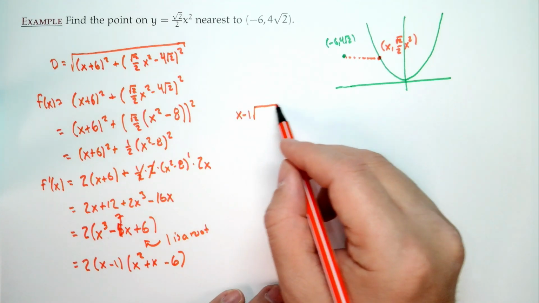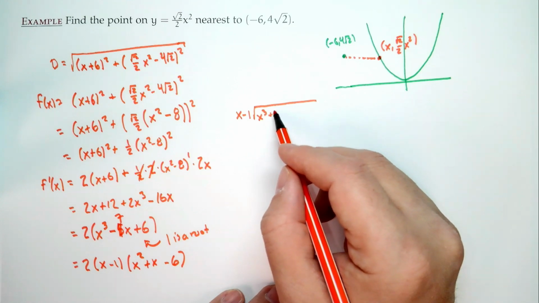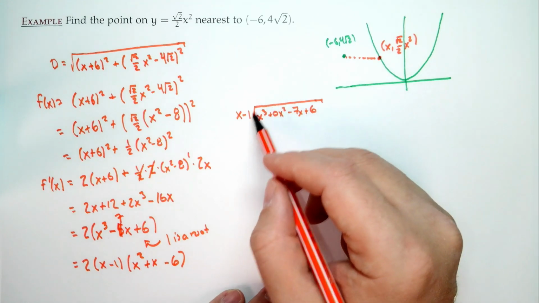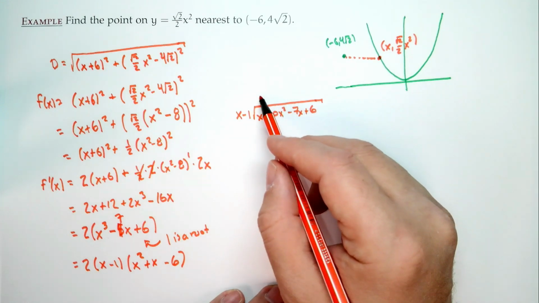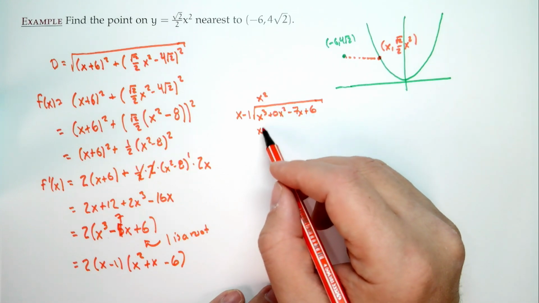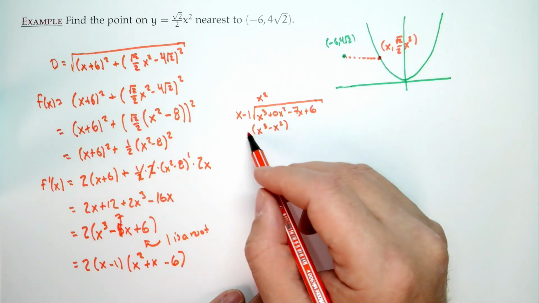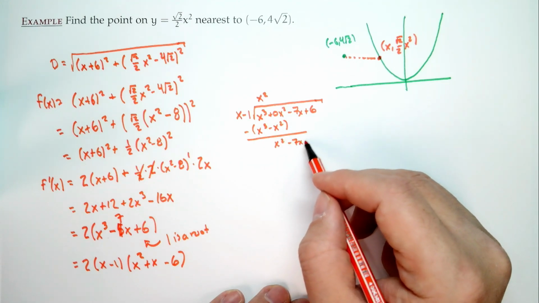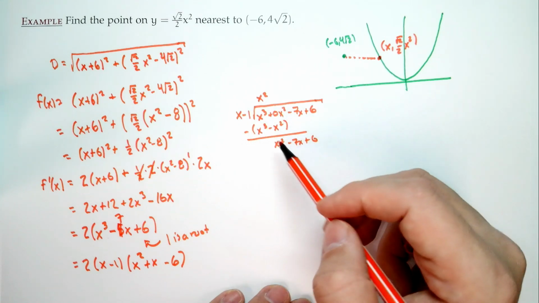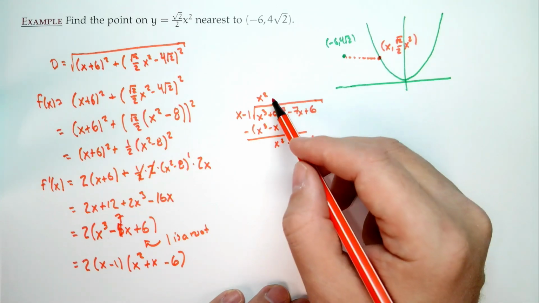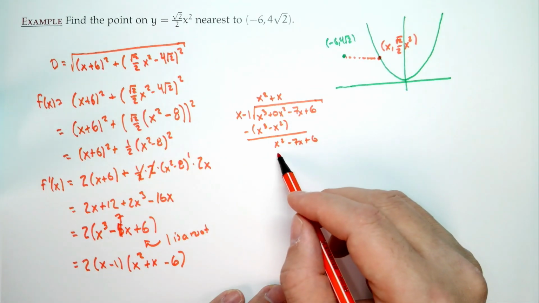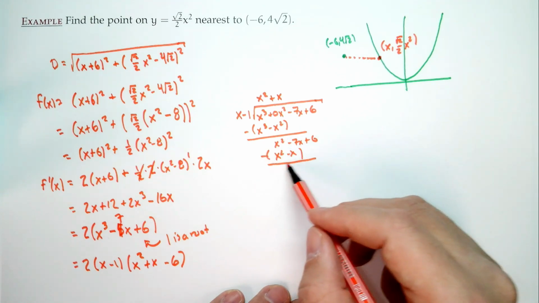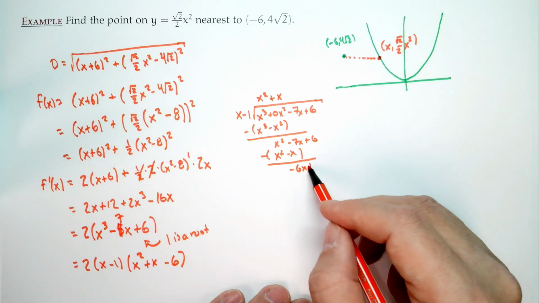x minus 1 into x cubed plus 0x squared minus 7x plus 6. So x times what gives me x cubed? The answer is x squared. So x cubed minus x squared. And if I subtract, I'll get x squared minus 7x plus 6. x times what gives me x squared? The answer is x. So plus x. Then I'll have x squared minus x. Subtract. The x squareds cancel. This will become minus 6x plus 6.